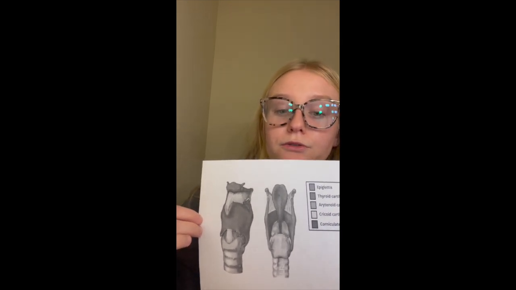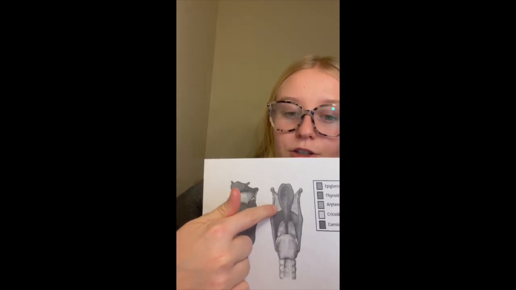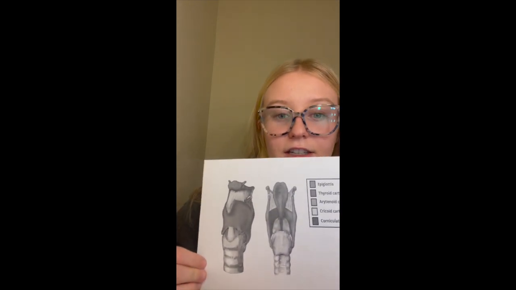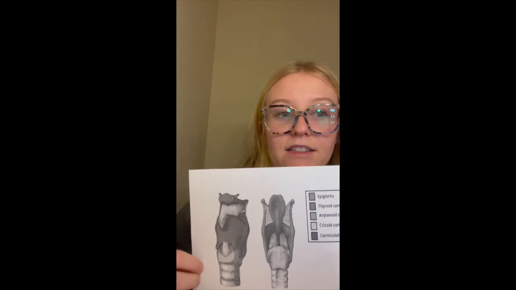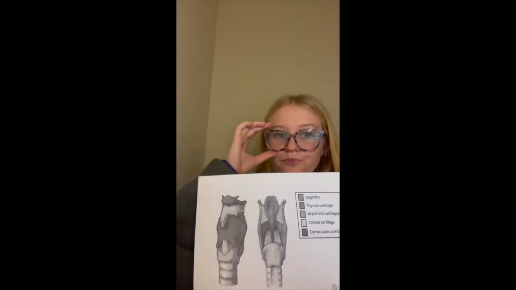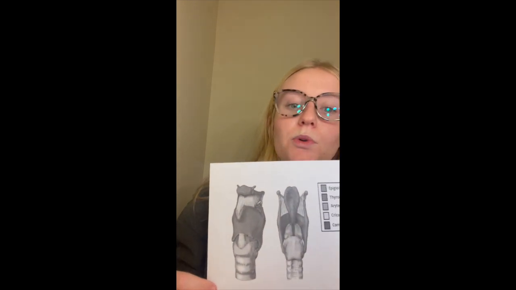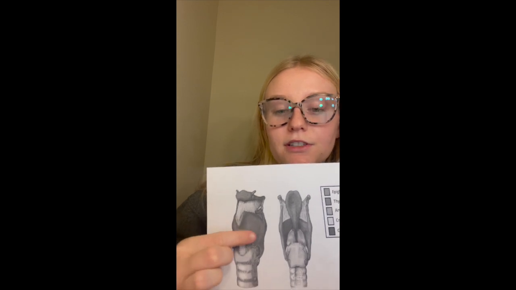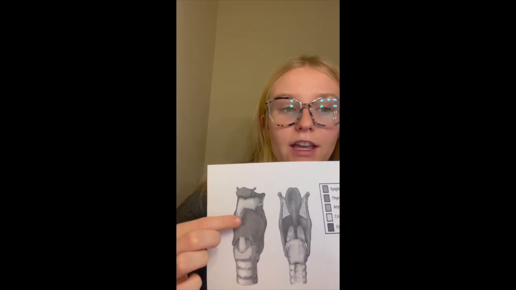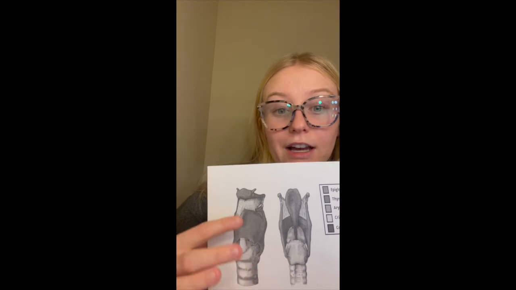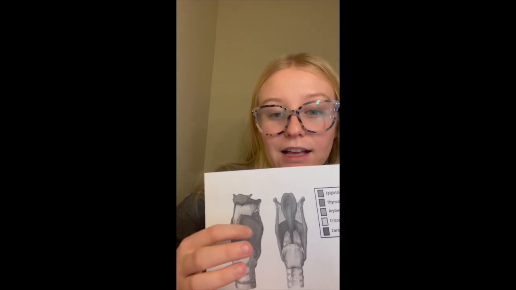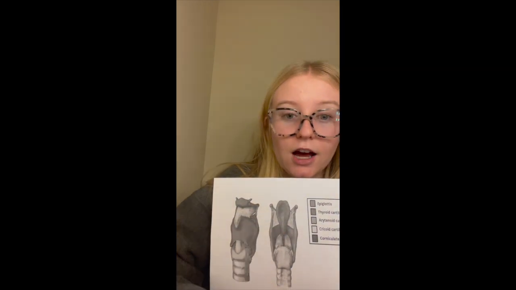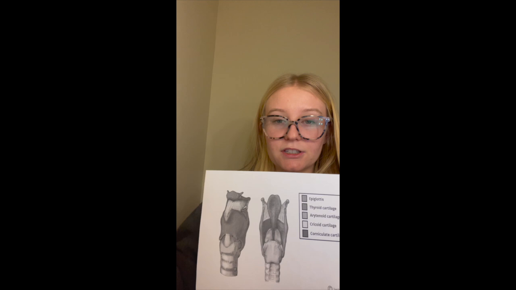Next up, we have the cuneiform, which you can't see too well in this picture, but it would be up here. It is a paired cartilage, and it aids in the stiffening of the vocal folds and the abduction. Next up, we have the thyroid. We're going to look over here to look at the thyroid. So the thyroid is the largest unpaired cartilage, and it rocks forwards and backwards as we phonate. The last unpaired cartilage we have is the epiglottis. It's right here. It doesn't have a speech function, but it does allow us to have a safe swallow.